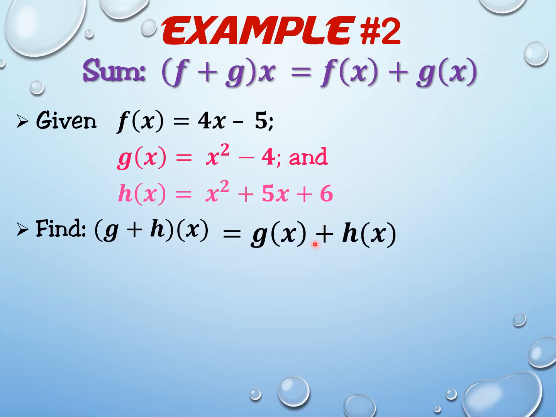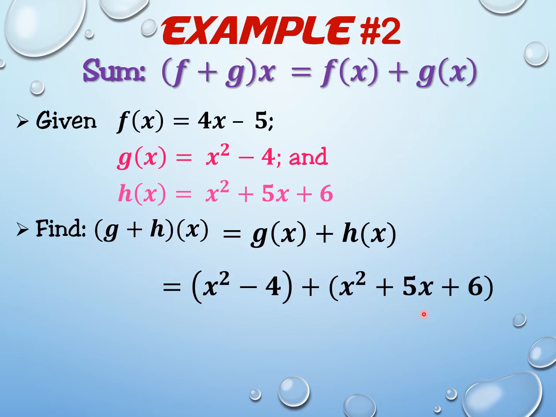And for h of x, you have x squared plus 5x plus 6. Again, combining similar terms. So what are the similar terms? So we have here x squared and x squared. So we combine that one, we add it. So we simply add the numerical coefficient. So you have 1 and then 1. And then we simply copy the literal coefficient. So that will give us 2x squared.